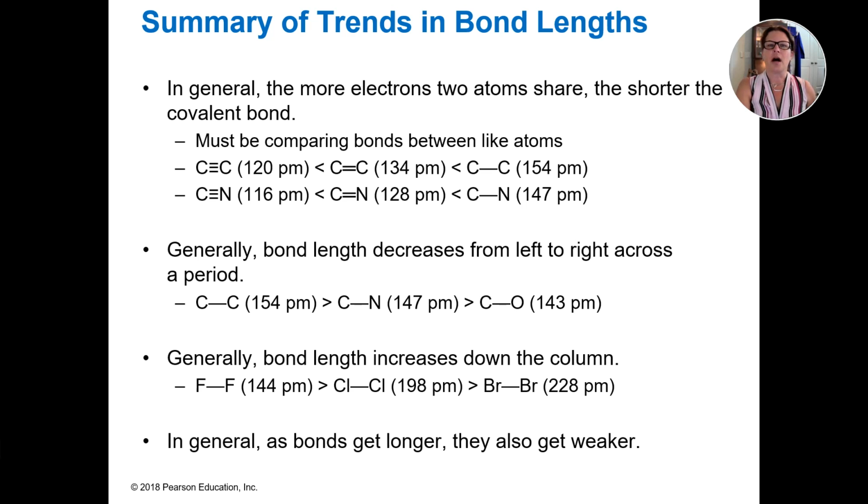Okay. So this is just your summary of everything I just went through. As bonds get longer, they get weaker. The shorter the bond, the stronger it is. The more multiplicity, the stronger it is. And the stronger something is, the more energy it's going to take to break those bonds.